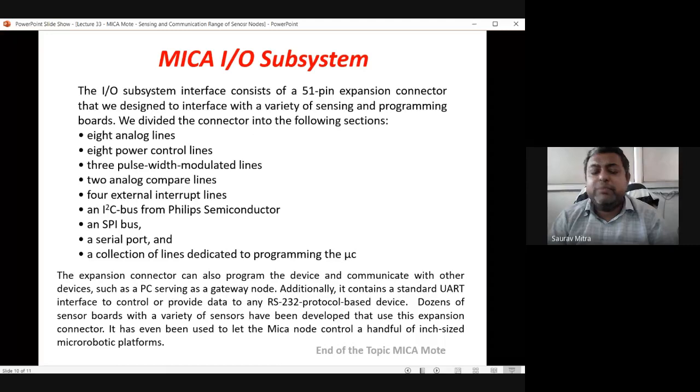All 51 pins are divided into 8 analog lines, 8 power control lines, 3 pulse width modulated lines, this is PWM, 2 analog compare lines, 4 external interrupt lines. There is one I2C bus from Philips Semiconductor. There is an SPI bus, there is a serial port, and there is a collection of lines dedicated to programming the microcontroller. If you add them all up, it comes to the 51 I/O pins of the subsystem in the case of the MICA mote.